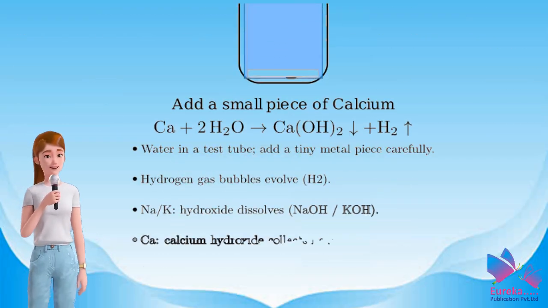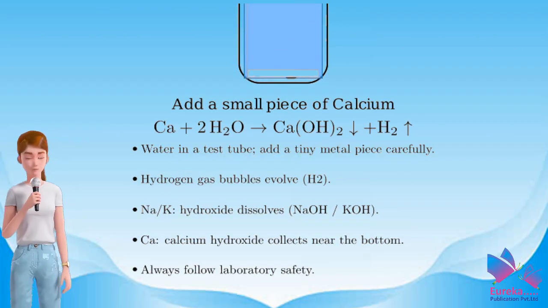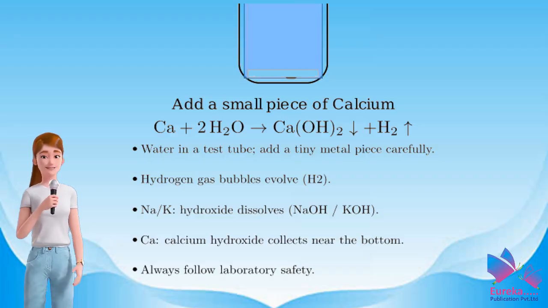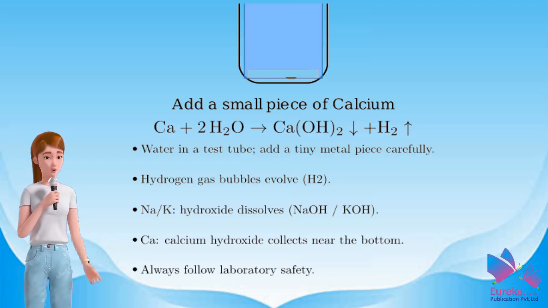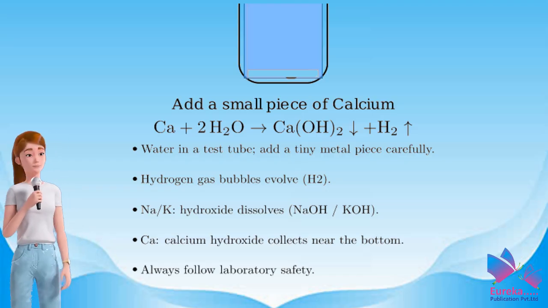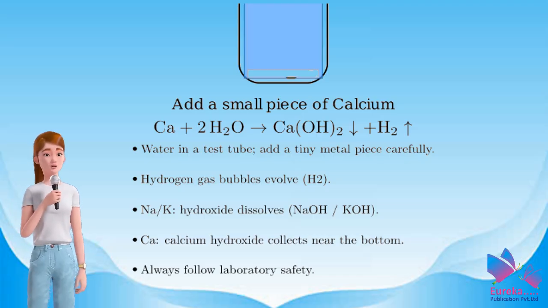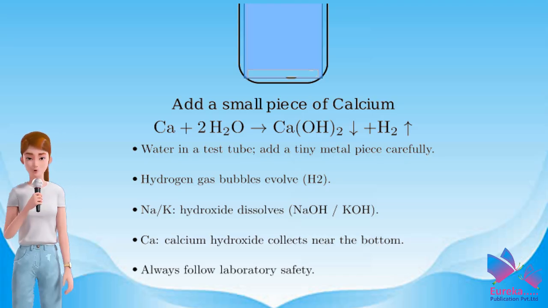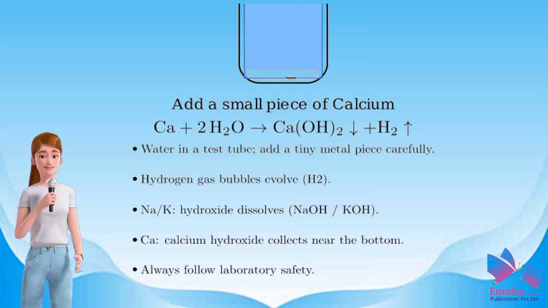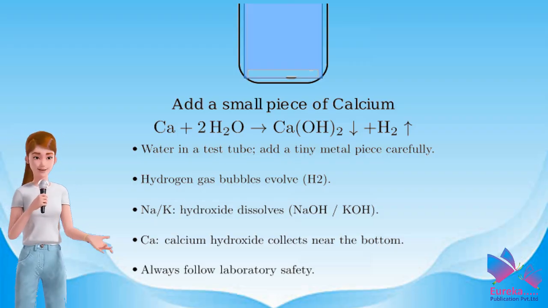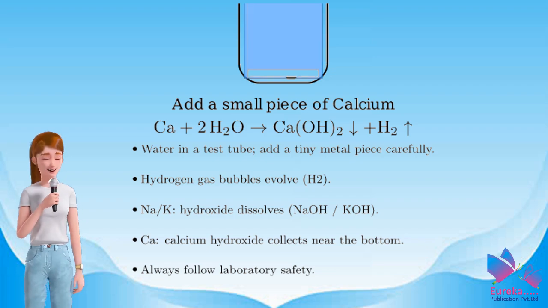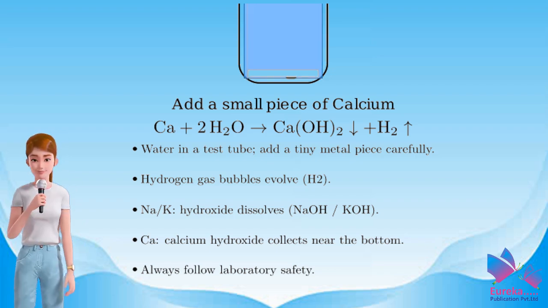Summary: place a small piece of sodium, potassium, or calcium into water in a test tube. Observe hydrogen gas bubbles forming in every case. For sodium and potassium, the hydroxide dissolves in water. For calcium, a whitish calcium hydroxide solid can collect near the bottom. These observations match the chemical equations shown.